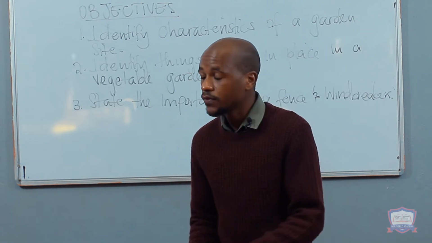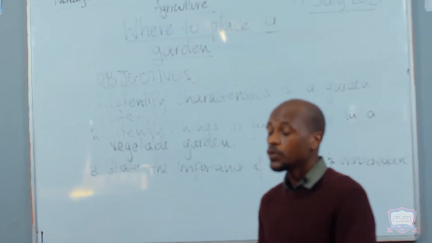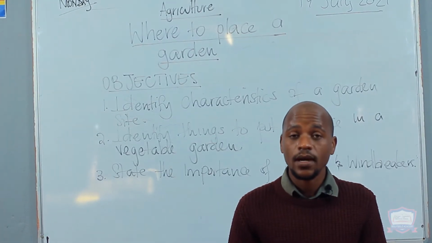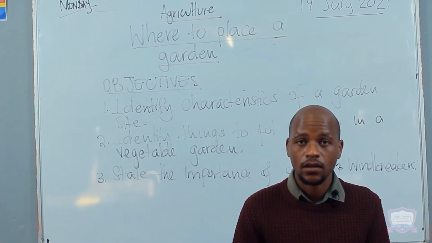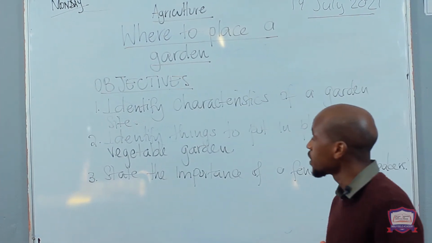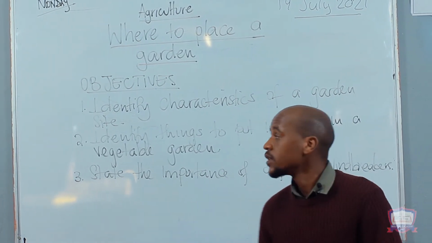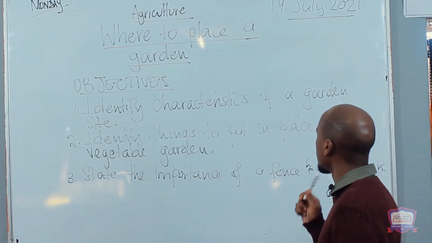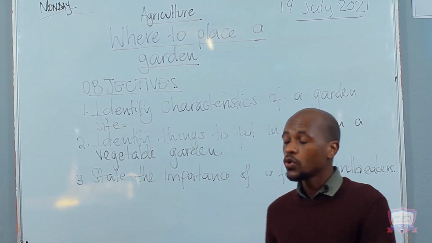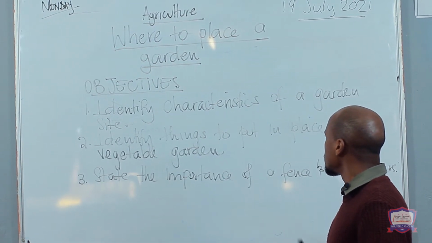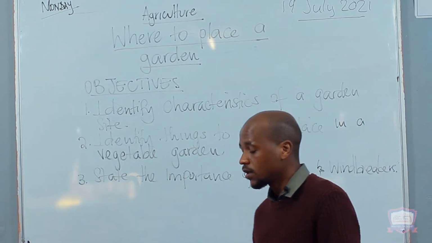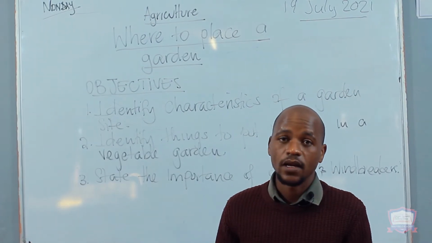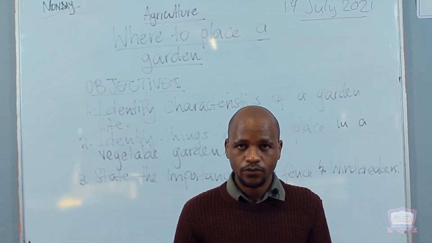All right, today's topic is very simple. We are on where to place a garden. Now, there are certain things that we need to look at when we want to make a garden. So first and foremost, let us look at the objectives. The first objective is that we need to be able to identify characteristics of a garden site. Two, identify things to put in place in a vegetable garden. And then last but not least, we need to be able to state the importance of a fence and windbreakers.